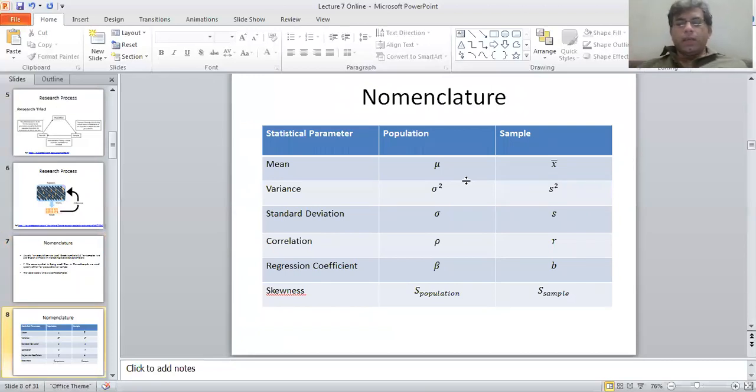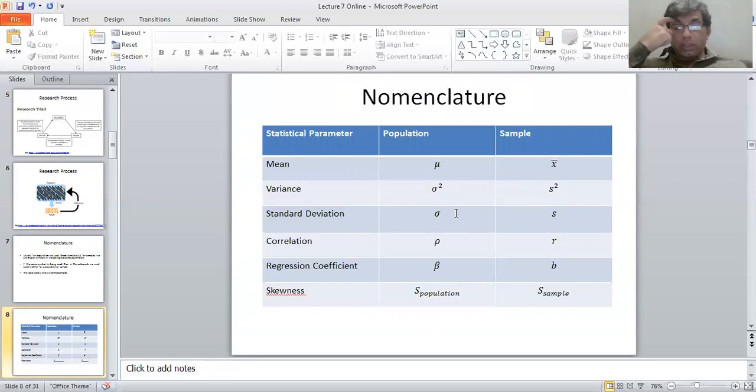Mean, let's say, when the mean is taken out from the population, then we indicate it with a Greek letter called mu. And when we take the mean of the sample, we indicate it with x bar. When we take the variance of the population, we indicate it with sigma square. When we take the variance of the sample, we indicate it with s square. When we find the standard deviation of the population, we indicate it with sigma, and for the sample s.